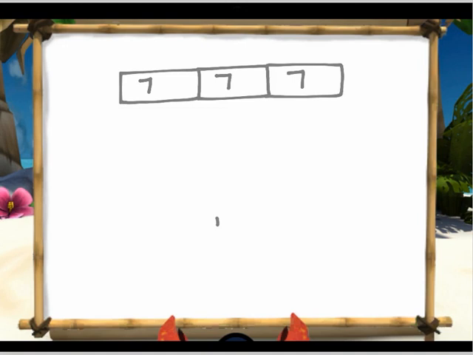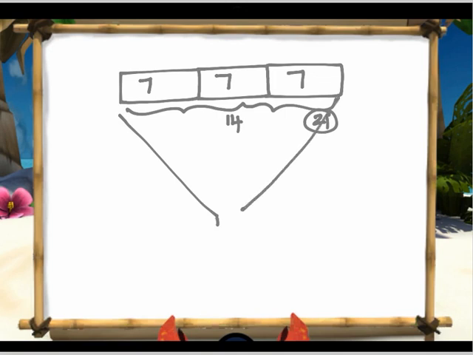We know that 7 plus 7 is 14, and 14 plus 7 makes 21. So 21 is the total. And this is about John's reading, right? So the next step is to make a number sentence.